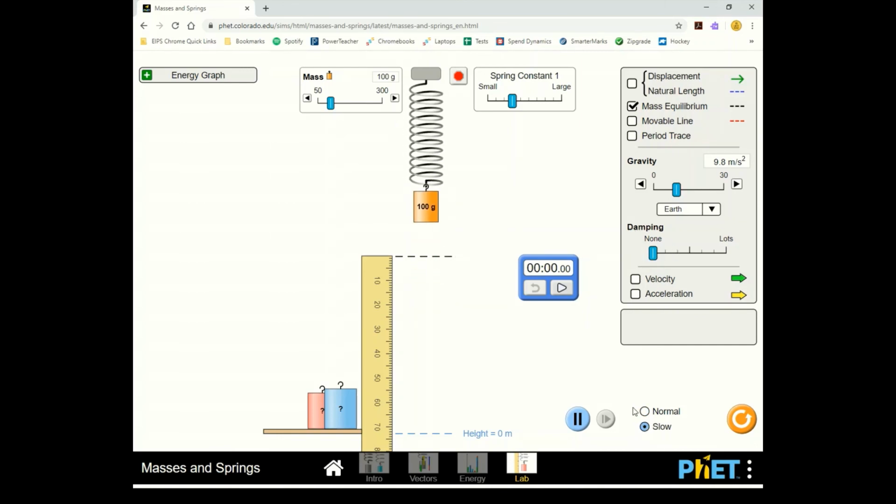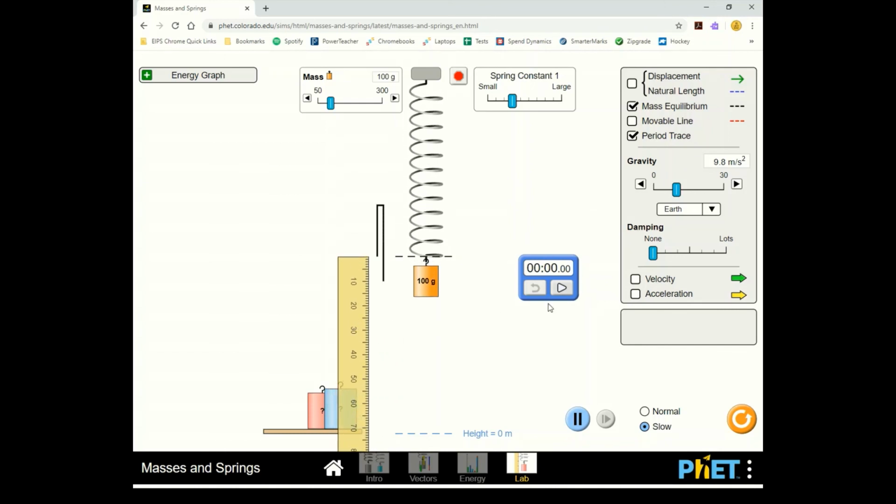So I can turn it into slow motion now. And I'm going to turn this period trace on to help us. So it always starts the period as soon as it goes there. And I'm going to measure 2 of them just to increase our accuracy. So I'm going to start it. And I'm just going to do one more.